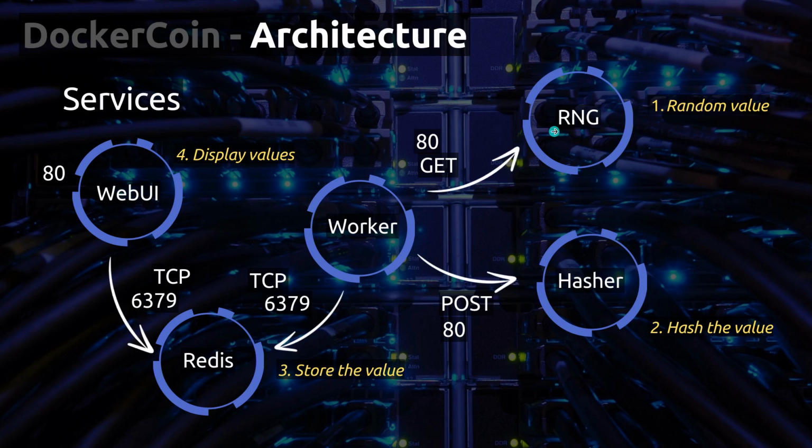And between them, to handle the random value and to hash it, we have a worker, and the worker is connected to a little database based on Redis, named Redis. And what is the workflow? The worker sends a GET to RNG to get a random value. After that, the worker posts this value to the hasher to hash it, and after that, it stores this value inside Redis.